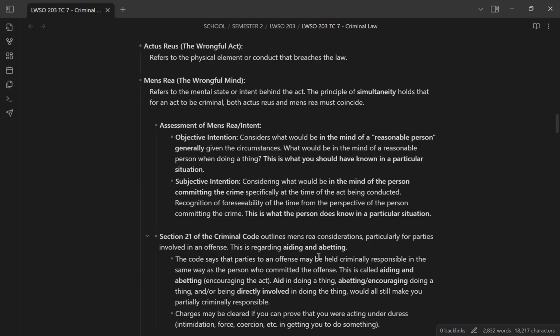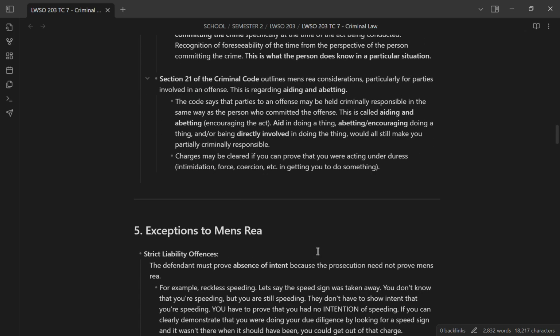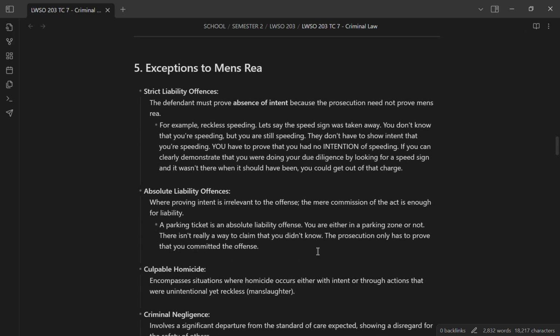Section 21 of the Criminal Code is talking about aiding and abetting in mens rea. If you aid or abet or are directly involved in something, unless you can prove duress, you would still be partially criminally responsible. Let's move on. What are the exceptions to mens rea?